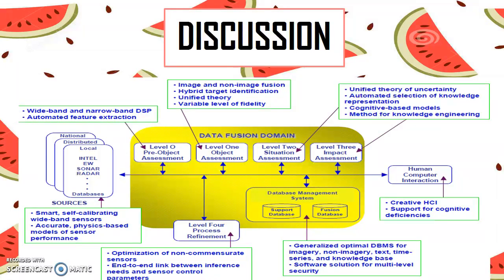Next, level 2 situation refinement and level 3 threat refinement need much work, such as basic cognitive models. These basic cognitive models are needed to make inferences and decisions about a situation and threat. A practical unified theory is needed. Automated methods are needed to select appropriate techniques and knowledge.